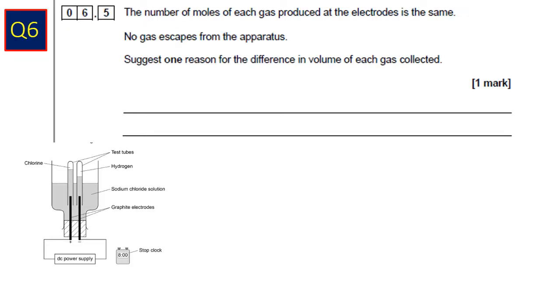So, the number of moles of each gas produced is the same. Now, a gas escapes from the apparatus, so that is just one reason for the difference in volume. And they showed us there was a difference in volume in the diagram. So why would there be a difference? We know that gases occupy the same volume for the same number of moles at the same temperature and pressure, so that's not going to be the difference. What is the difference is that chlorine will dissolve or react in the water, and that will get you the credit.